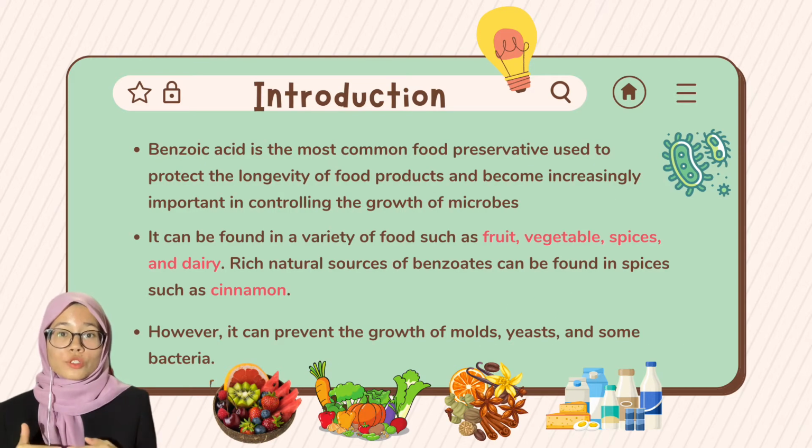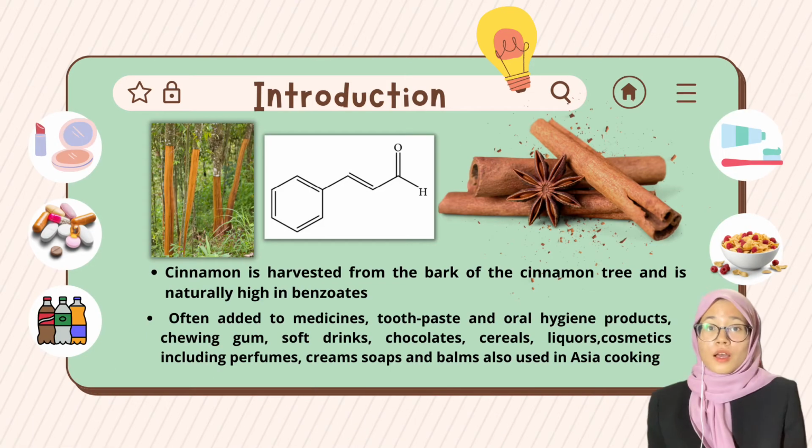Benzoic acid is the most common food preservative used to protect the longevity of food products, and it has become increasingly important in controlling the growth of microbes. It can be found in a variety of foods such as fruit, vegetables, spices, and dairy. Rich natural sources of benzoates can be found in spices such as cinnamon. It can prevent the growth of mold, yeast, and some bacteria. Cinnamon is harvested from the bark of the cinnamon tree and is naturally high in benzoate.